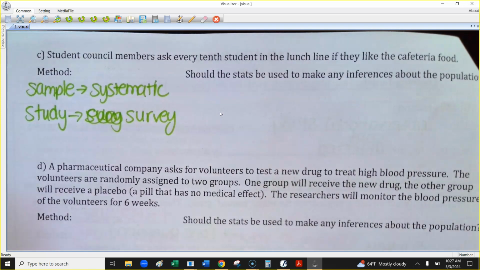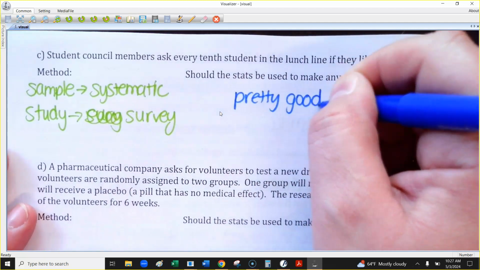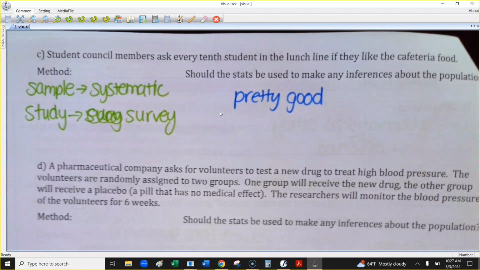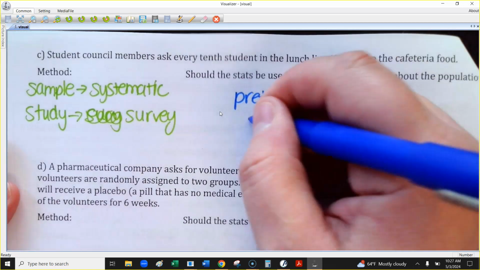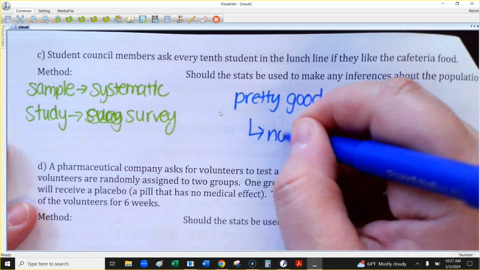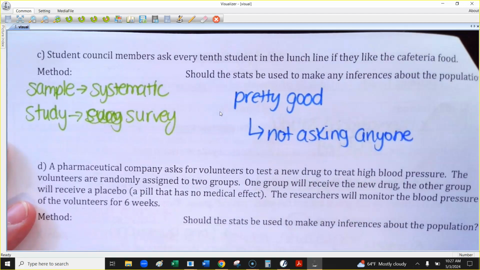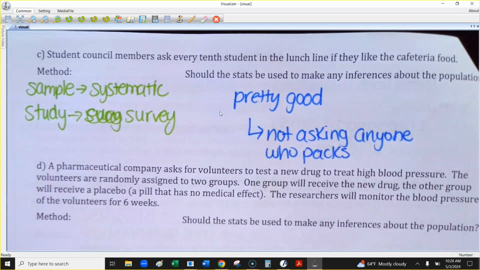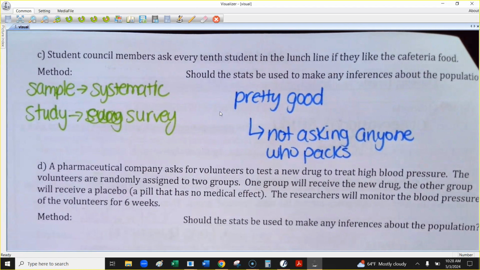Yeah, I think this is pretty good. I don't see any major bias in here, except for maybe one thing. Who am I not going to ask if they like the cafeteria food if I do this? Yes, anybody that packs their lunch, you could argue that here. You're not asking anyone who packs. So if you wanted to say, no, I wouldn't use this data, you could argue that in that way. Anybody that packs their lunch, they're not being asked the question because they're not in the lunch line. Or anybody that was absent that day. Not terrible. I think it's pretty good, but you could make an argument the other way, I think.